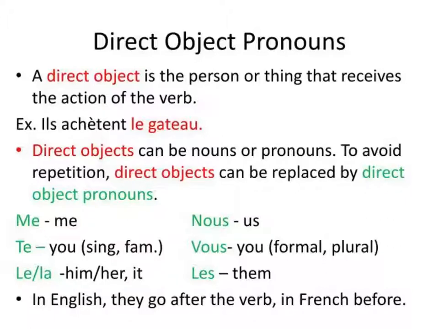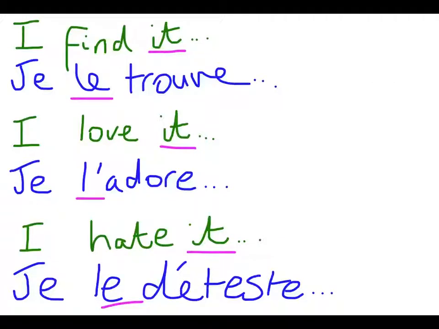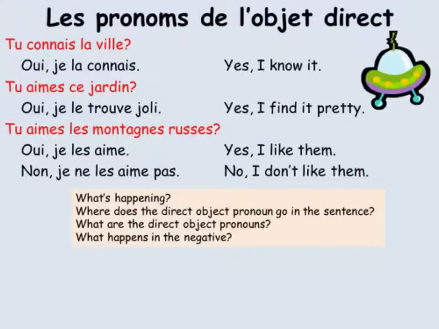The key difference is that in English we put it after the verb, but in French it goes before. Here you can see that in action. I find it. It comes after the verb find. But in the French, je le trouve. The le comes before the verb. I love it. It comes after the verb love. But in French, it comes before. Je l'adore. And finally, I hate it. It comes after the verb hate. But in French, it comes before. Je le déteste.